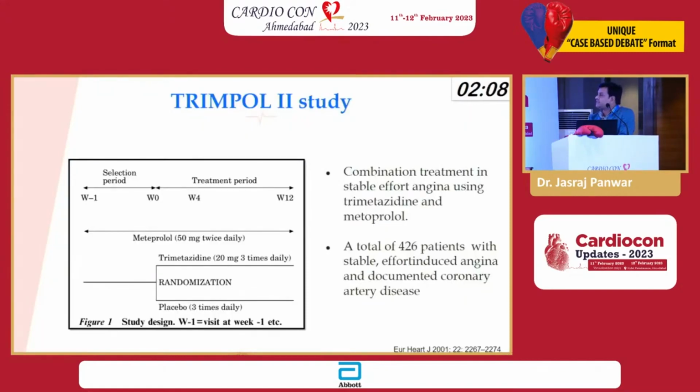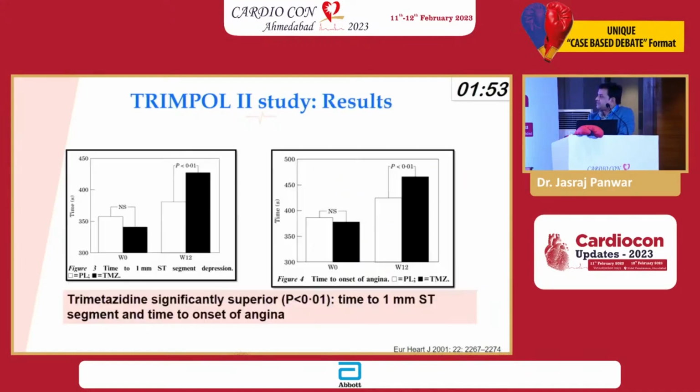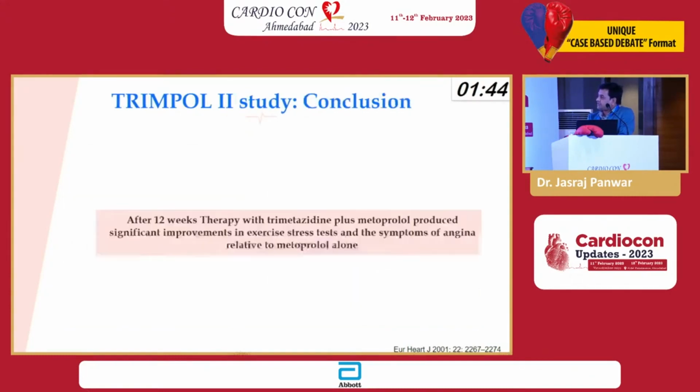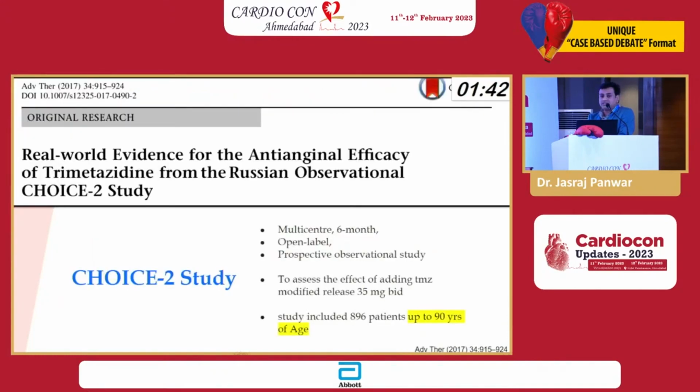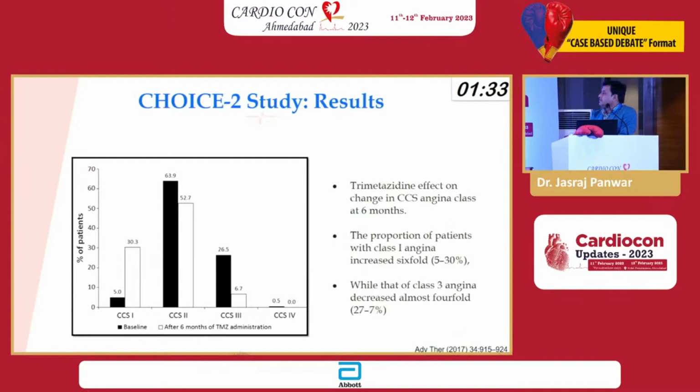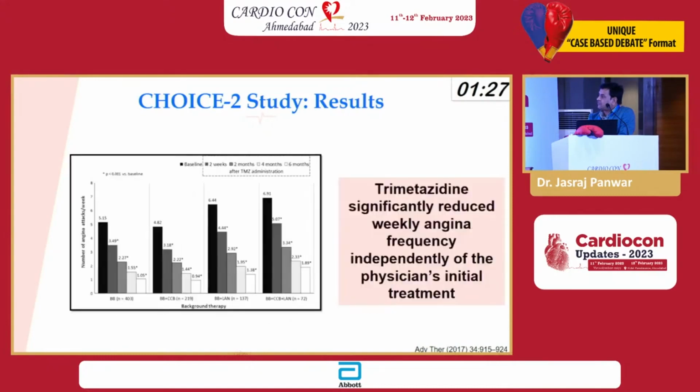So what are the clinical benefits of this molecule, which we have studied in a simple case study? We found that in combination treatment of stable effort angina using trimetazidine and metoprolol, in a total of 46 patients with stable effort-induced angina and coronary disease, this increases exercise tolerance, time to 1 mm ST segment depression, and time to onset of angina. We have another study, the CHOICE-2 study, which was also a multicenter open-label study in elderly patients, and we found that the proportion of patients with class 1 angina increased 6-fold, while that of class 3 angina decreased almost 4-fold.